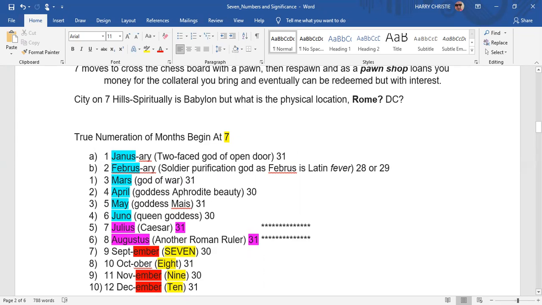And February was the god of purification. And when the body goes through purification, usually it goes through a fever if it had any kind of infirmity. And the word February comes from where we get our word for fever today. Okay. And then you can just look down and see the other months were named after these gods.